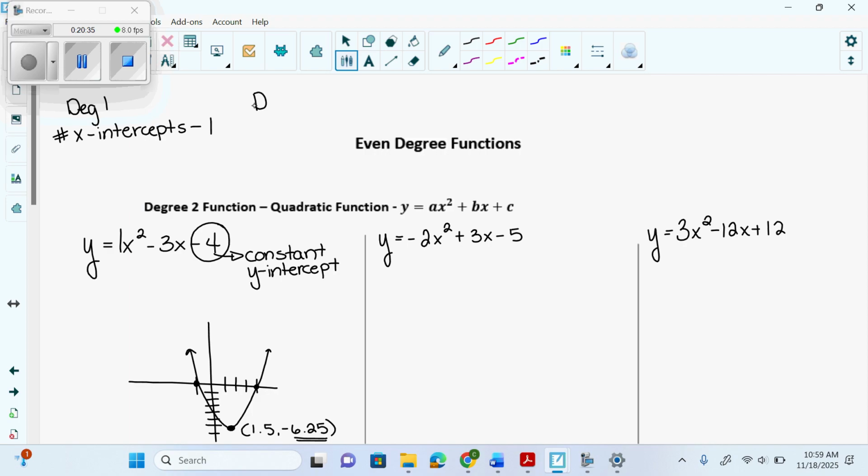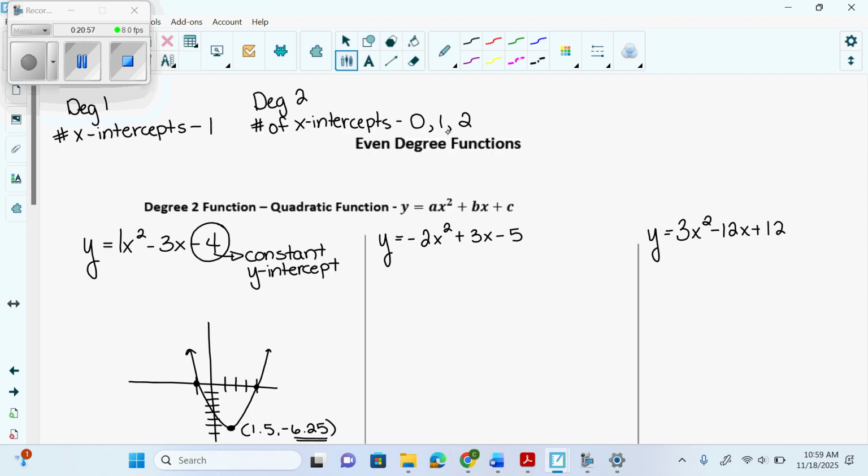Degree 2, what are the possible number of x-intercepts? What's the lowest I could have? 0. What's the highest I could have? 2 because of the degree. And you can always have the varying number in between. So what's in between? 1 is also an option.